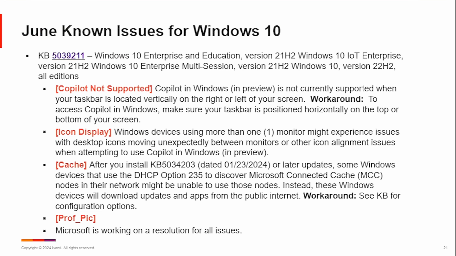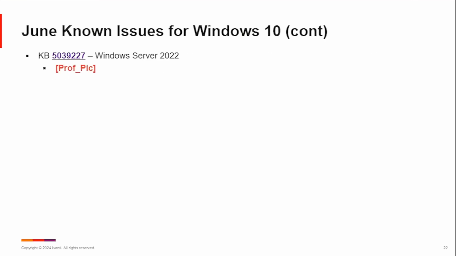Same issues that we saw last month were carried forward to this month as well. We've talked about Copilot and the icon display issues. Again, they're dropping these versions now, so these particular problems probably don't appear in newer versions of Windows 10. There is an issue with the way some of the Microsoft connected cache nodes are working. And also be aware of the profile picture issue here on Windows 10 as well. We've been carrying these forward for quite a few months now, so I'm guessing they're going to go away because we end-of-life this operating system. And Windows Server 2022 also had the profile picture issue. They reported that this month.